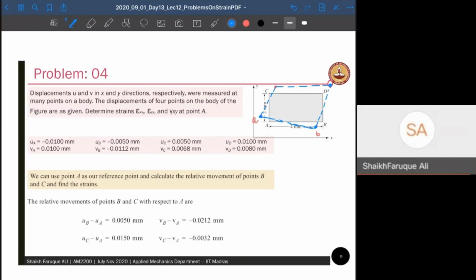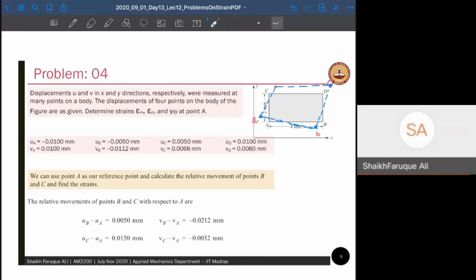Right? This is the deformed member. So the coordinates of the deformed member are given in terms of UA, VA, UB, VB, UC, VC, and UD, VD. You need to find epsilon XX, epsilon YY, gamma XY. Not difficult, right? We have already understood how to find them.